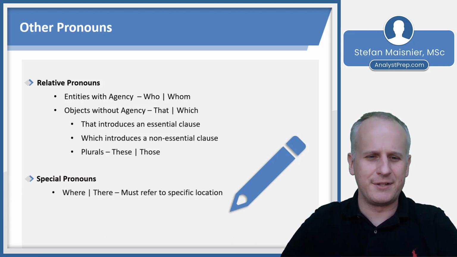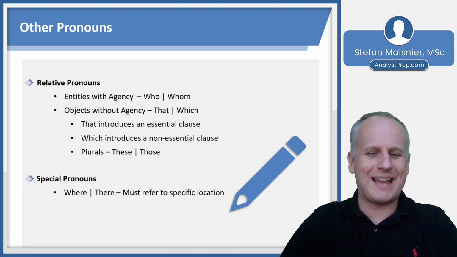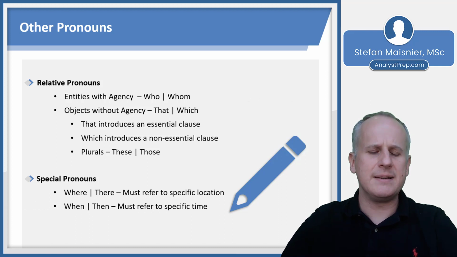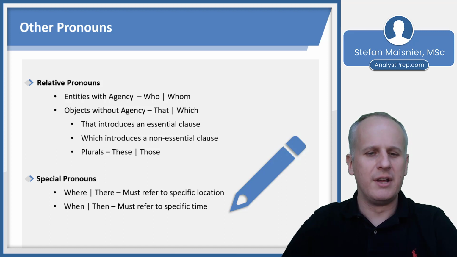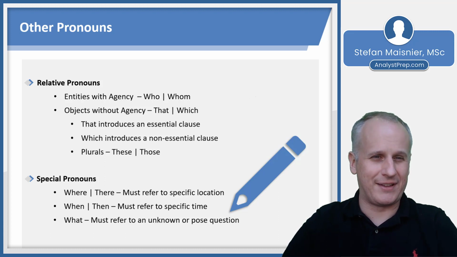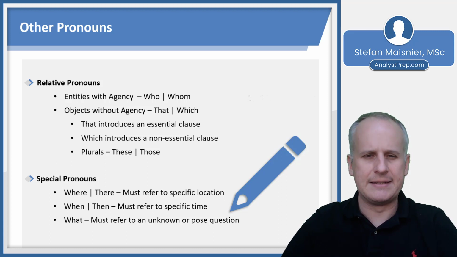And your special pronouns, where and there, are going to have to refer to a location. You cannot refer to something as a where or a there unless it is definitively a place. Similarly, when and then must refer to a specific time. You cannot refer to anything as a when or a then unless it is an actual time. And what always has to refer to an unknown or actually pose a question. So you can't just, without reason, introduce the word what to describe things that are already known in the sentence.